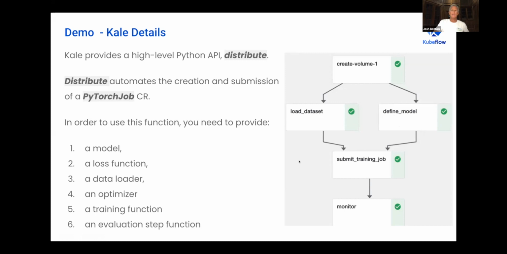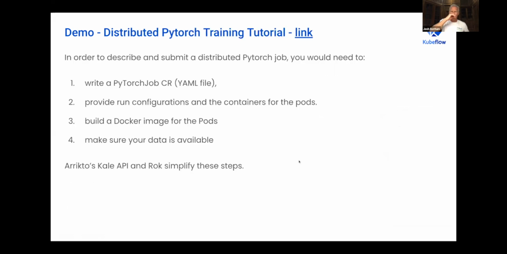We'll go into that in a little bit more detail. Basically, what this tool and extension does is it helps you describe and submit the distributed PyTorch job, and it will write the custom CR, which is a YAML file that provides the run configurations and the containers for the pods. It builds the Docker image for you, and then makes sure that you can get to the data that you need to be able to run this.